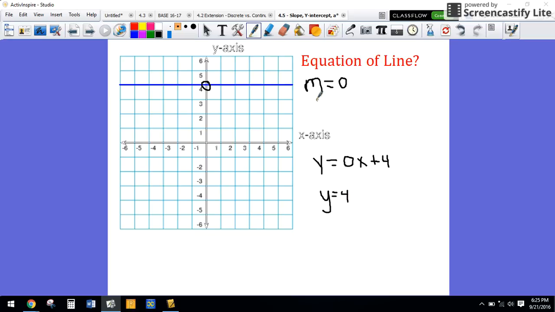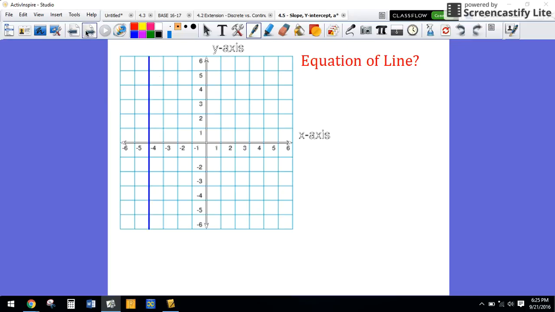If you're wondering how I knew the slope was 0, it's because I don't have to count up at all to get to my next number. So that means my numerator would be 0, because I had to count up 0, and then I had to count to the right 1. So 0 divided by 1 is 0. And you guys have seen equations that look like this before. And just in case you were wondering, this is a function.